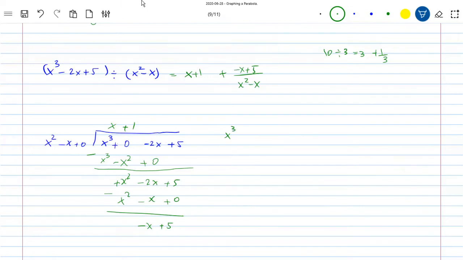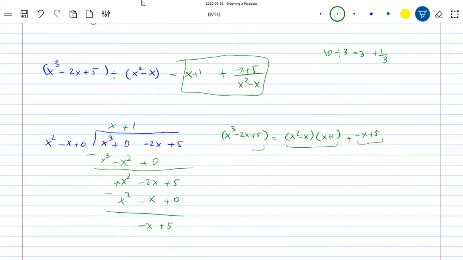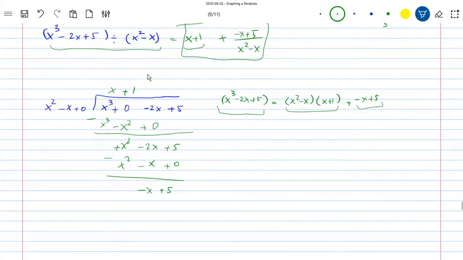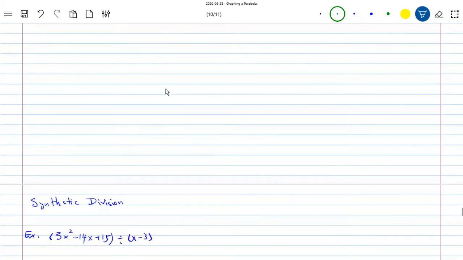So I can say x cubed minus 2x plus 5 equals x squared minus x times x plus 1 plus negative x plus 5. This is one way I can write it, or I can write it this way. In this case, I do not need the fraction because I haven't divided it. I just wrote it separately. I said if I multiply these two and add the remainder, I should get this polynomial. But if I divide the polynomials into each other, then I will get this term plus the remainder. The remainder is in terms of a fraction. I think that's quite enough for division.